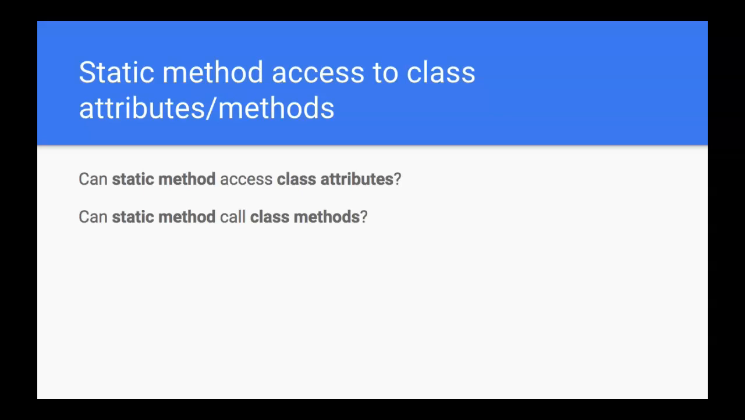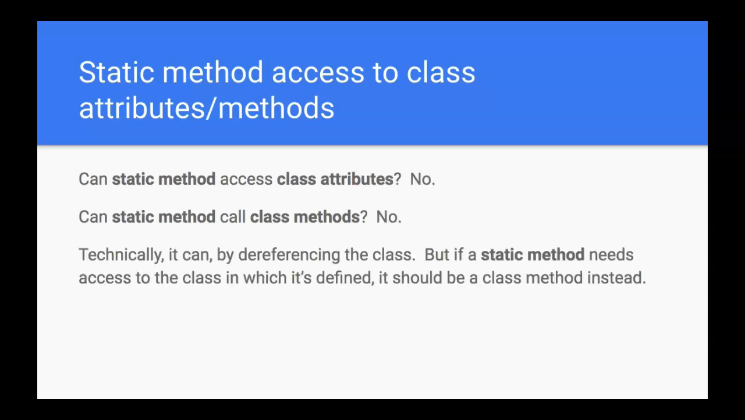What about this? Can static methods access class attributes or call class methods? Well, the answer is no, it should not, because static methods do not have class as the first parameter, right? However, technically it can, because it can really just use the name of the class, right? It can do that: class dot and then the class methods or class attributes.